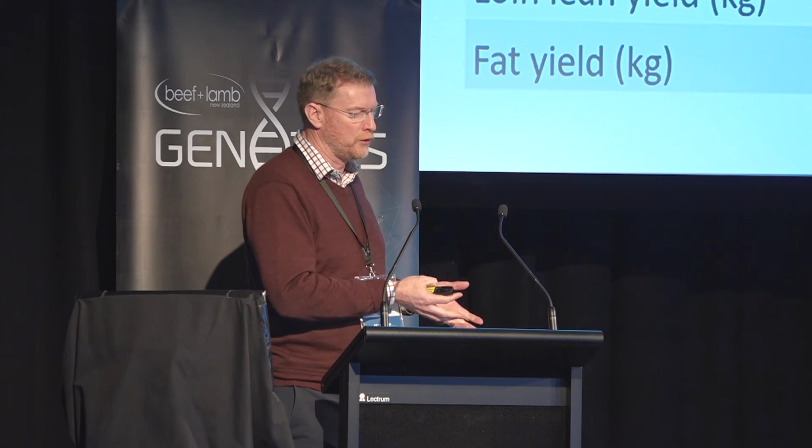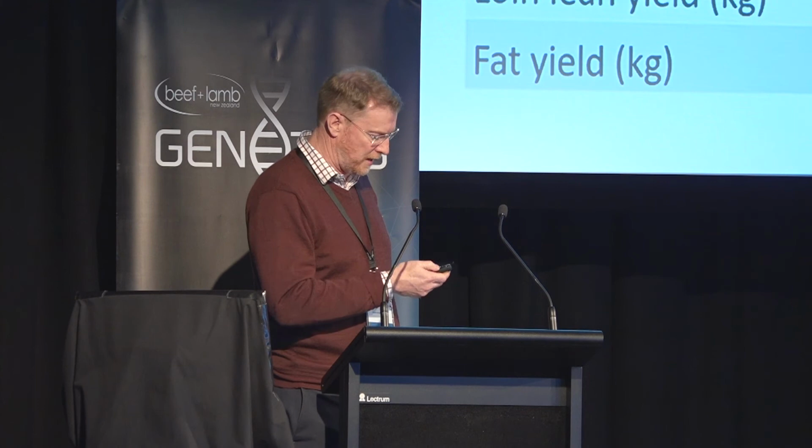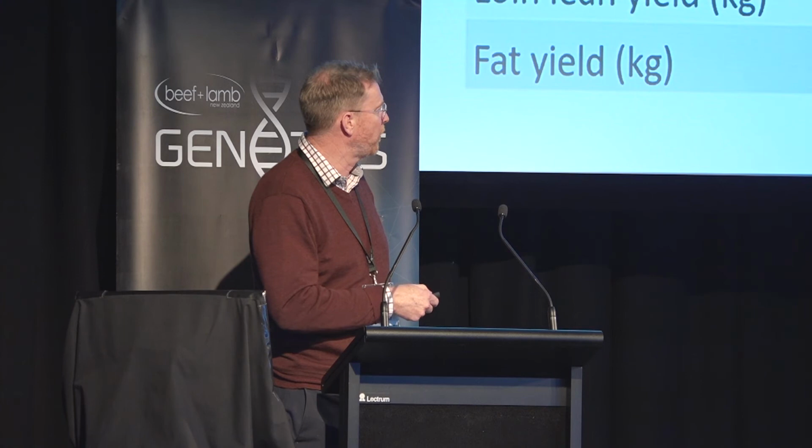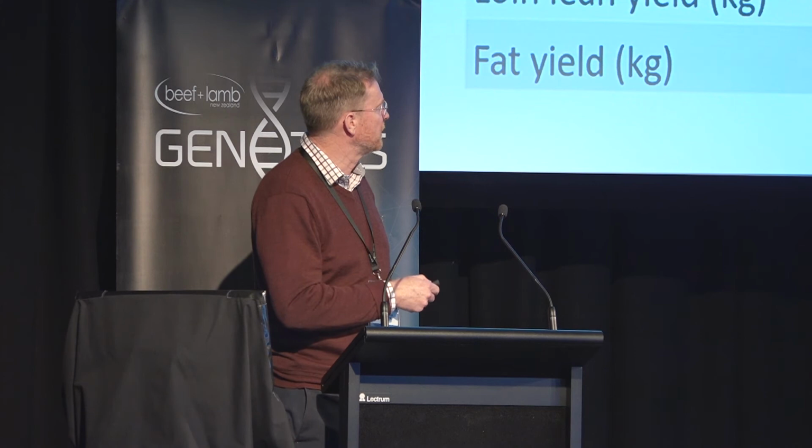I've been talking about New Zealand Maternal Worth now. That was the maternal side. Now, if we look at the terminal side, we've got a very similar pattern of these 25 to 30%. Remember, the shoulder's now worth relatively more than the loin. And the weaning weight penalty is in there, but it's pretty much the same sort of story.